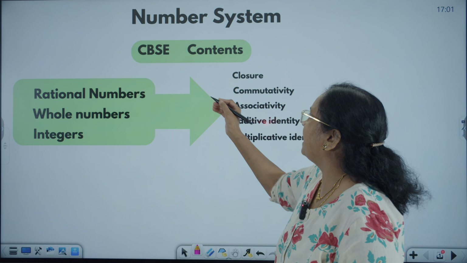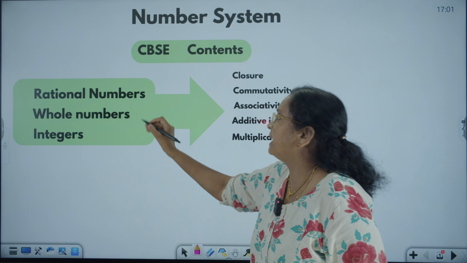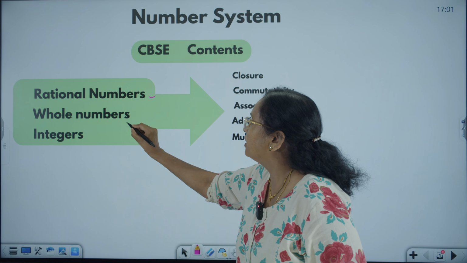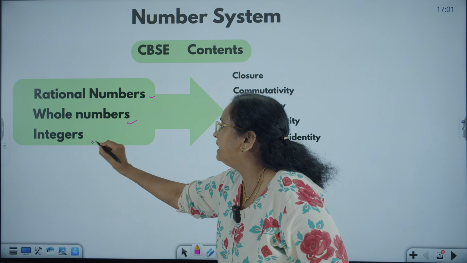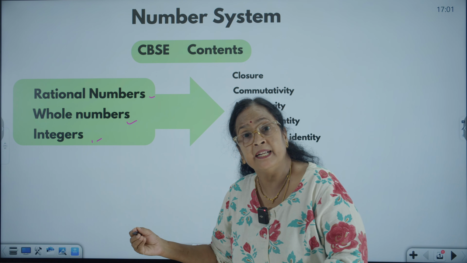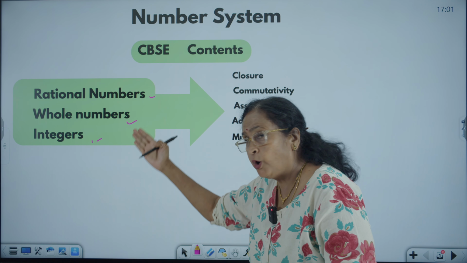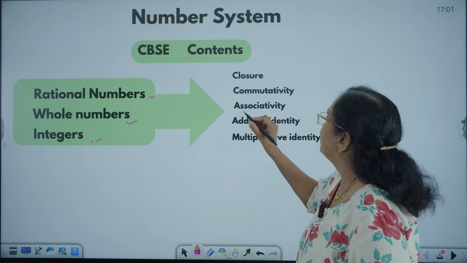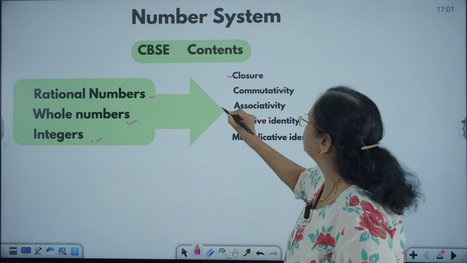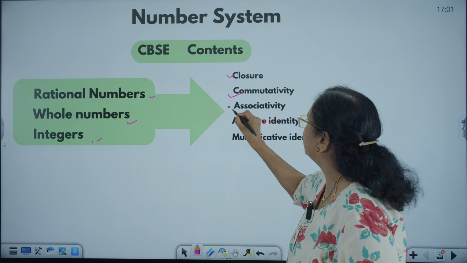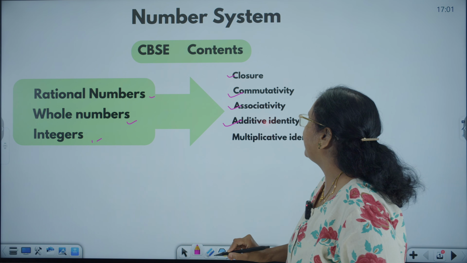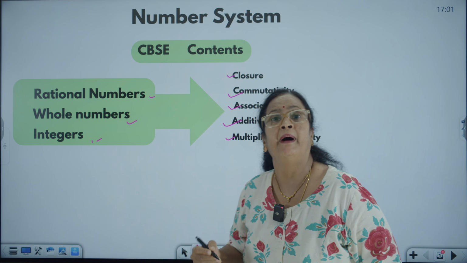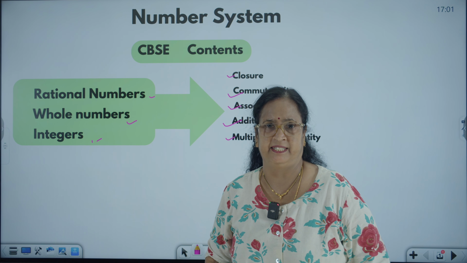Now, we have CBSE contents, we have rational numbers, whole numbers and integers. Under this, even with all the three, we have properties. We have 5 properties: the closure, the commutative, the associative, additive identity and multiplicative identity.